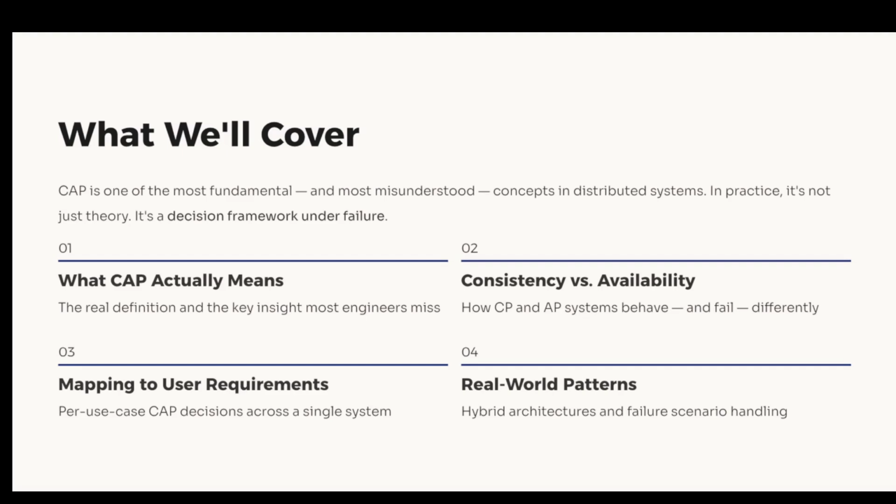When I think about CAP, I usually break it down into 4 aspects. First, what CAP actually means in real systems. Second, the trade-off between consistency and availability. Third, how it maps to user-facing requirements. And finally, how real systems implement these trade-offs.